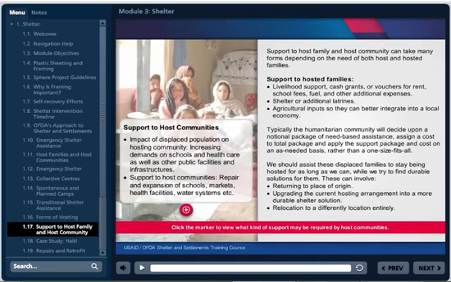As a community, influx of displaced population can have a large impact on the hosting community, increasing demands on schools and healthcare, as well as other public facilities and infrastructures. So the support to host communities can take the form of repair and expansion of schools, markets, health facilities, water systems, and so on.